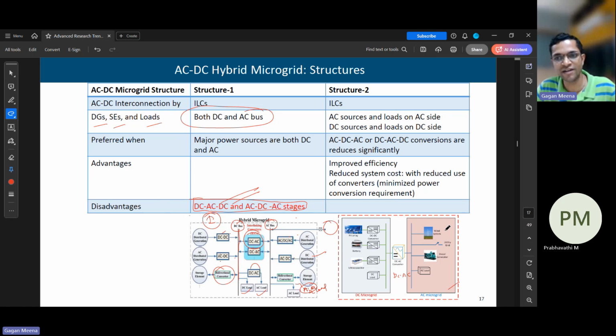If this is the AC microgrid, then it is a bidirectional DC-AC converter. On the AC side, we have wind. It is connected to the main grid, and we have a diesel generator and AC loads. On the DC side, a PV array, a battery, a super capacitor or ultra capacitor, and DC loads are there. A fuel cell can also be there on the DC side. These are the two structures. Here we are able to avoid these conversion stages, and that's why it improves the efficiency and also reduces the system cost.